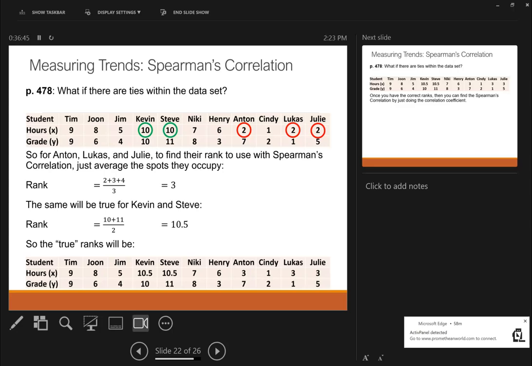Wait, why do you add 2 plus 3 plus 4 then? Because Anton, Lucas, and Julie occupied places 2, 3, and 4 in the ranking. So the ranking we give them is the average of second, third, and fourth place.